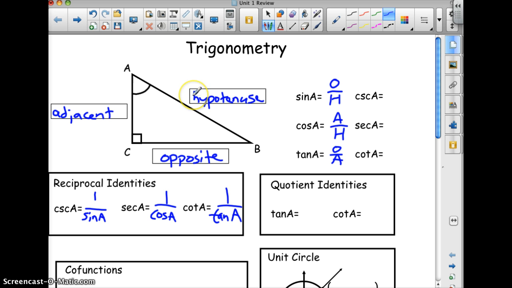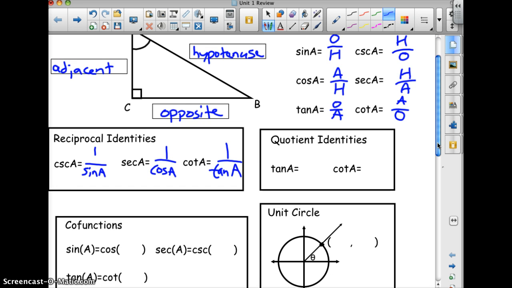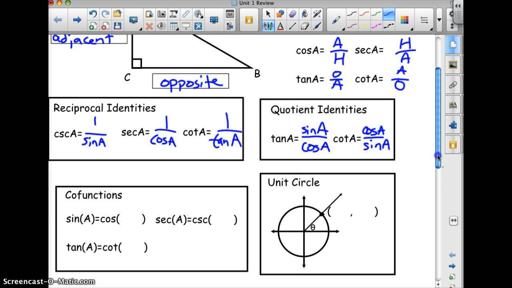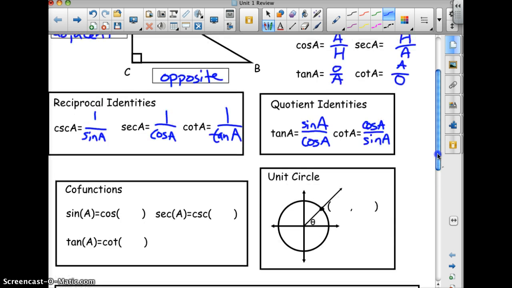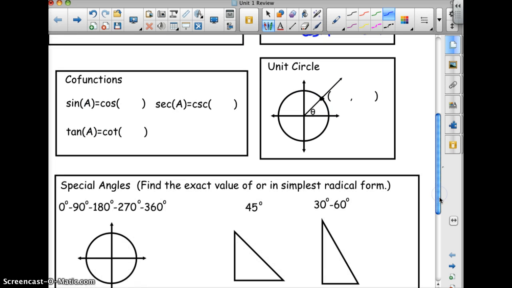If they're reciprocal identities, they're going to be the reciprocal. So if sine is O over H, cosecant is H over O, right? And this one's H over A, and this one is adjacent over opposite, okay? So you can use those. Quotient identities: the tangent is equal to the sine of A over the cosine of A. And the cotangent is equal to the cosine of A over the sine of A. All right? So that's the reciprocal identities, the quotient identities, and right triangle trig.